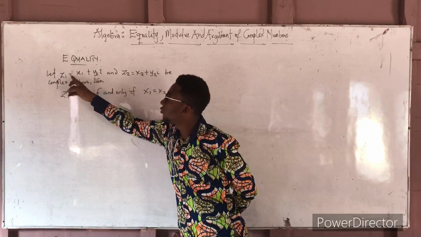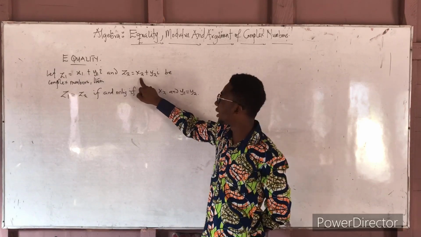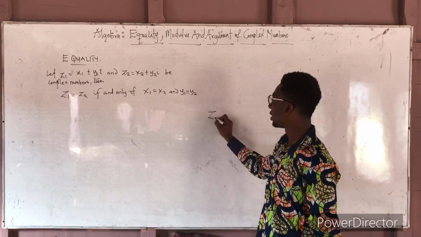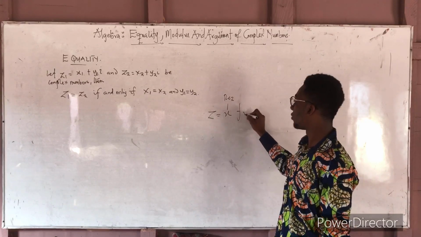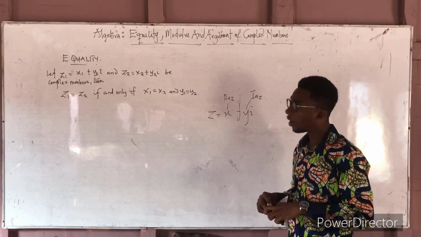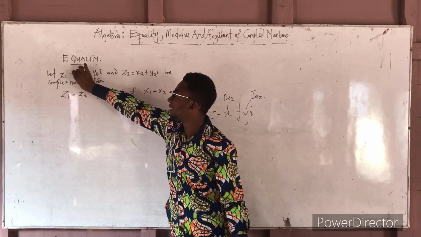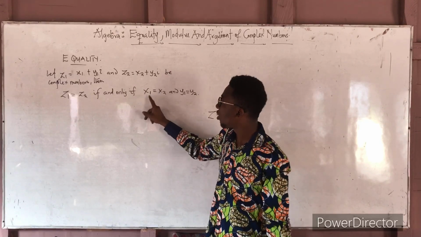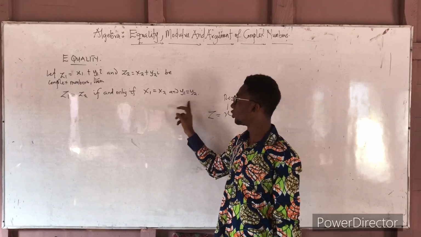So let's assume that z1, which is x1 plus y1i, and z2, which is x2 plus y2i, are complex numbers. You've already established that anytime you have a complex number, x is the real part and y of the i is the imaginary part. Now, z1 will be equal to z2 if and only if the real parts are equal, x1 equal to x2, and y1 should be equal to what?